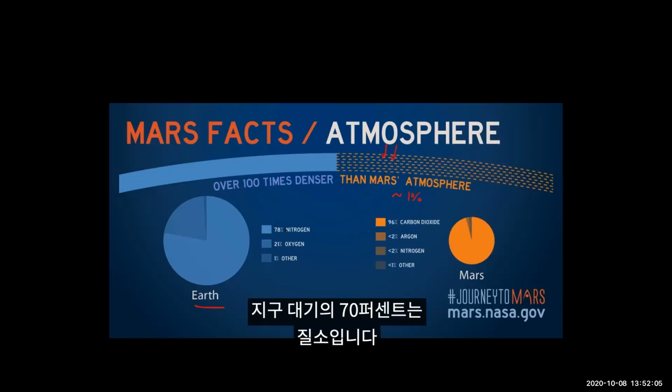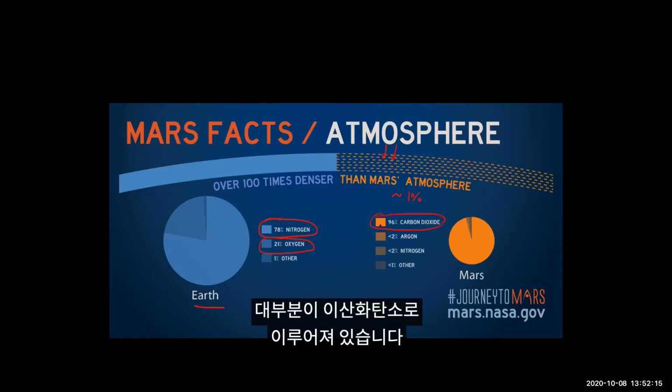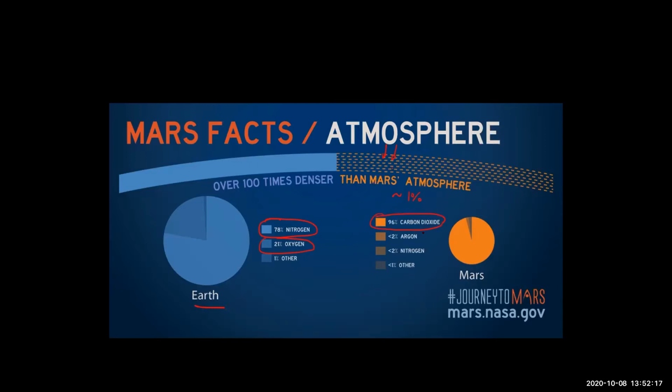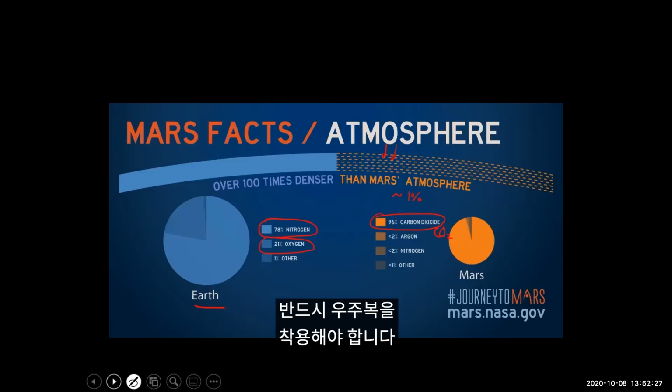On Earth, our air is made of 78% nitrogen and 21% oxygen. On the other hand, most of the air on Mars is carbon dioxide, CO2. So make sure you wear a spacesuit when you do outdoor activity on Mars.